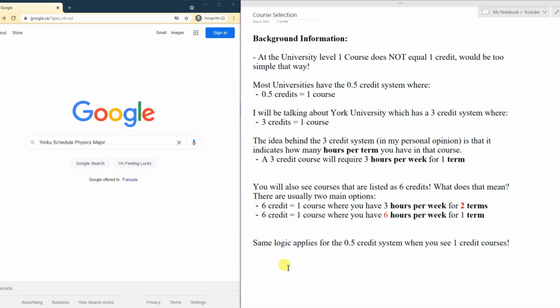So all the numbers we see, we're going to divide by 3 in our heads throughout the entire discussion here. So if you need 30 credits, that's actually 10 courses. So 30 divided by 3 is 10. So keep that in mind. We are going to have to keep that factor of 3 in mind the whole time.